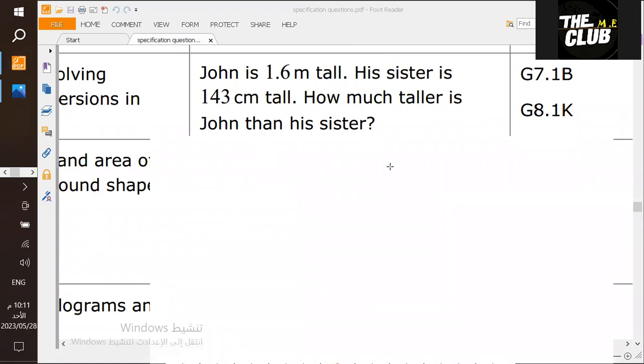The first step we talked about when you have questions that have units. The first step you do is what? You have to make them the same. Yes, you have to make them the same. So you have to turn one of them to the other. For example, this one is centimeters. You can do this in centimeters. And we know that each meter equals 100 centimeters.